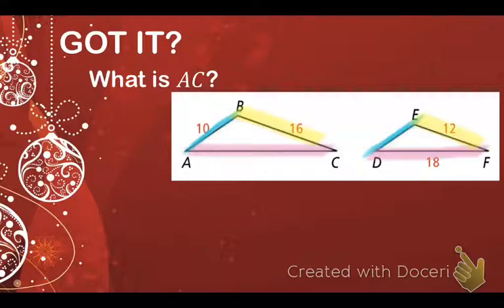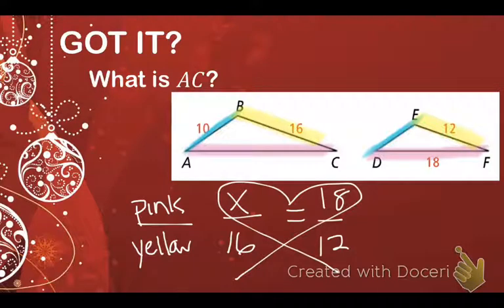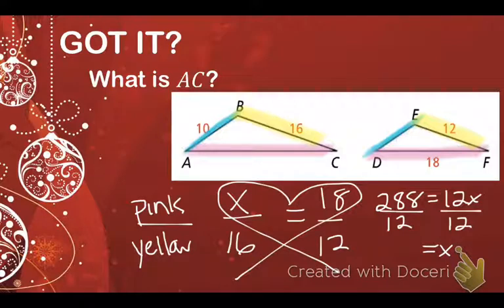All right, welcome back. So let's take a look here at the answer. I need side AC, so I know that pink needs to be included. Sorry, I mixed up the location of my colors. Pink needs to be included, and I notice that I still have both of the yellows, so I'm going to include that. X over 16 is equal to 18 over 12. Cross multiply. 18 times 16 is 288. 12 times x is 12x. And when I divide by 12, I discover that my missing side length here is 24.